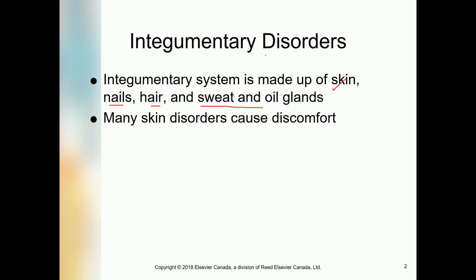Another name for skin disorder is integumentary disorder. Let me repeat it once again for you. It's an integumentary disorder. The integumentary system is made up of skin, nails, hair, and sweat and oil glands. As we already discussed in chapter 17, skin is the largest organ in the human body. It protects us from external pathogens, which we call foreign substances, like bacteria and viruses.